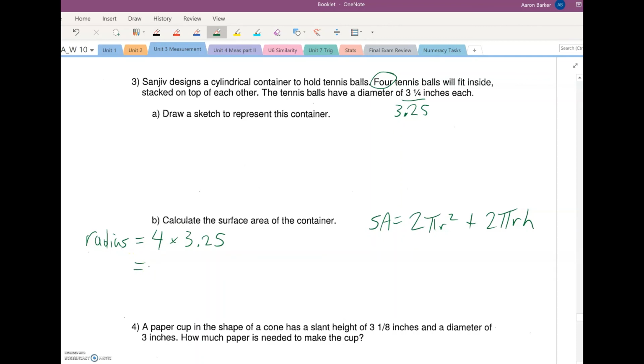Okay, because you have 4 tennis balls stacked on top of each other. So it's going to be 3.25, another 3.25, another 3.25, and one more 3.25, sitting all inside this container. And usually there's only 3 tennis balls in a container, but they wanted 4, so your number's nice and neat.